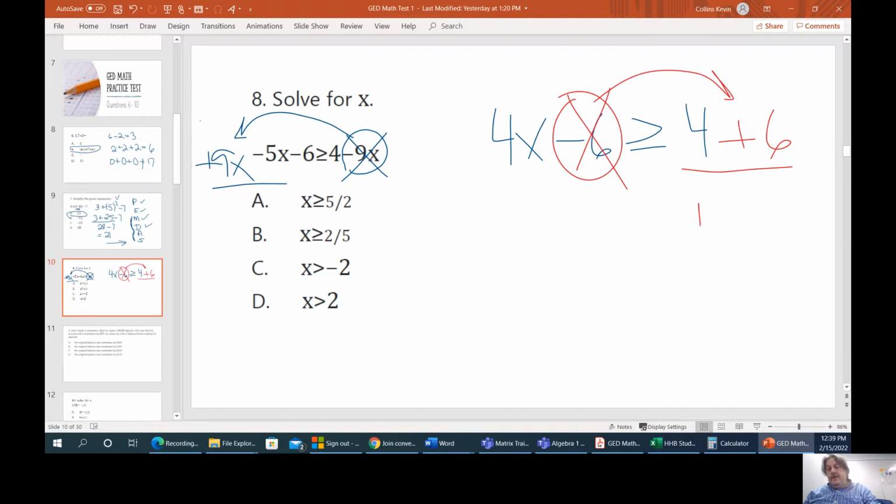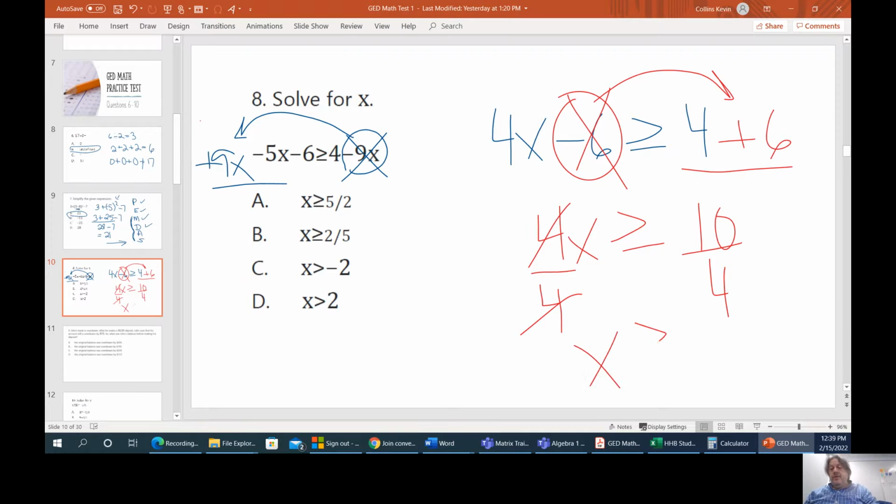I'm going to get 4 plus 6 is 10. We have 4x greater than or equal to 10. So now we've got x guys on one side, number guys on the other side. When that happens, we divide by the guy in front of the x. So these two guys cancel out. 4 divided by 4 is just 1. So I have x greater than or equal to.